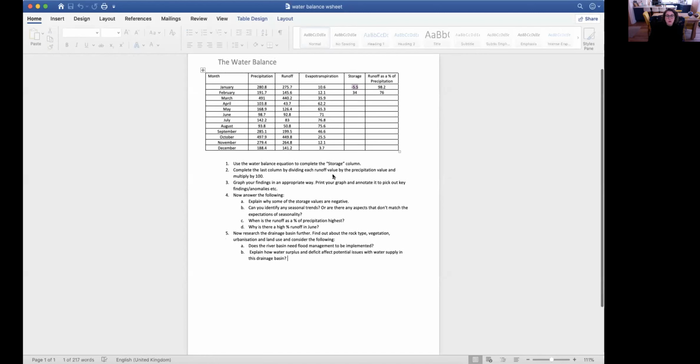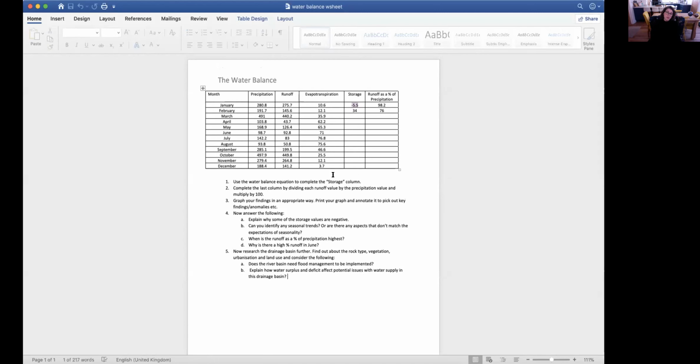So the water balance sheet is very straightforward. The data actually came from one of the textbooks, and on this sheet all you have to do is fill in the final two columns. The rest of it's already done. So just to clarify the purpose of the data.